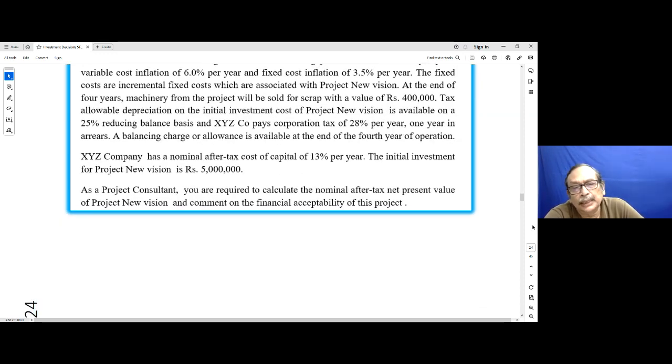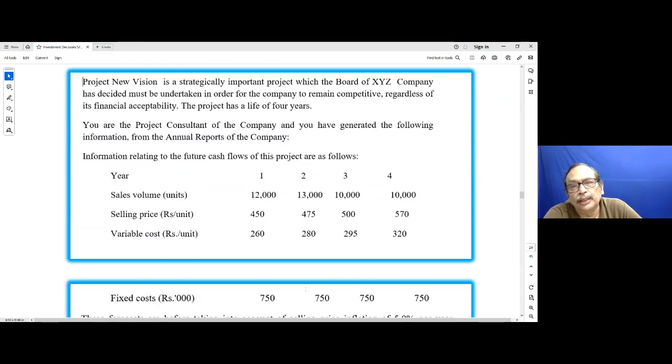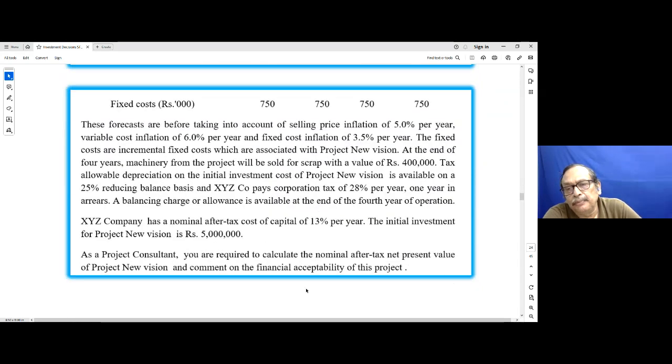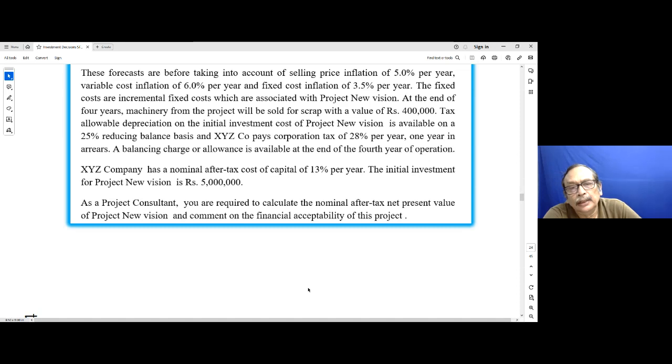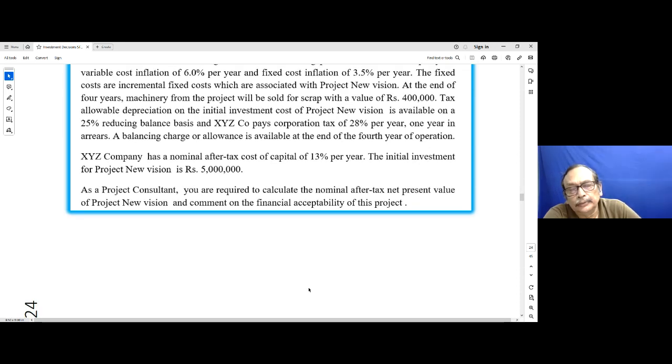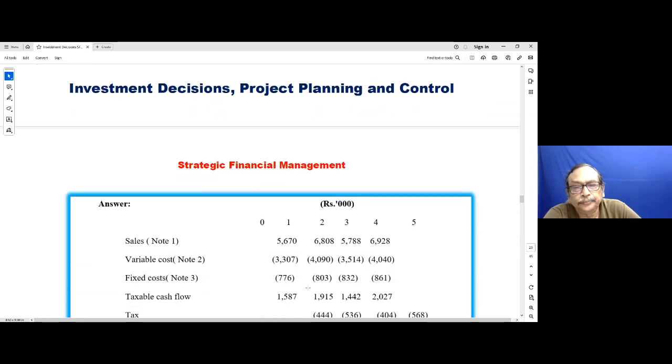As a project consultant, you are required to calculate the nominal after-tax net present value of project New Vision and comment on the financial acceptability of this project. So this type of problem is very important from the examination point of view, where we are required to consider so many factors, and that we are going to consider.